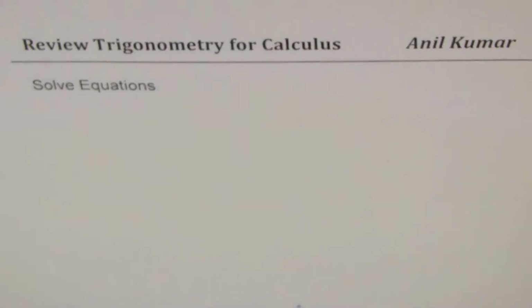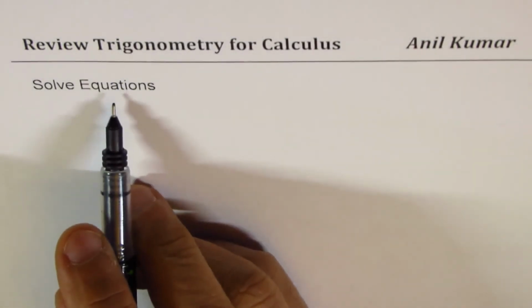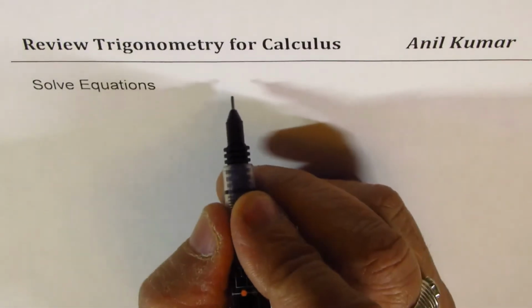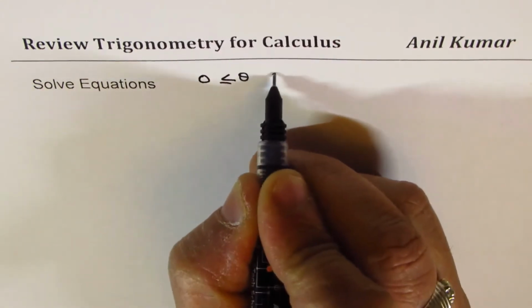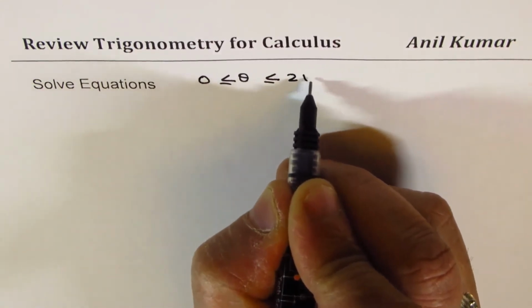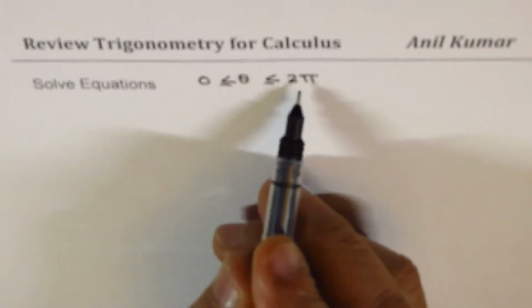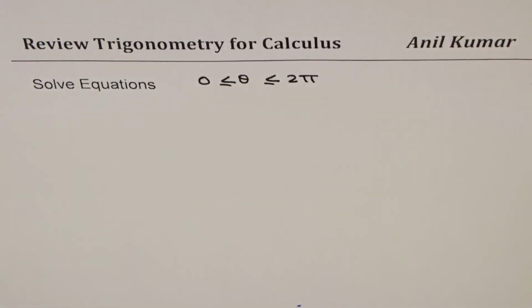Now let us try to understand how to solve trigonometric equations. We'll take simple equations and we'll take the domain of theta to be from 0 to 2 pi, right? So for all our calculations. As soon as I write 2 pi here, it should be clear that we are working in radians, correct?